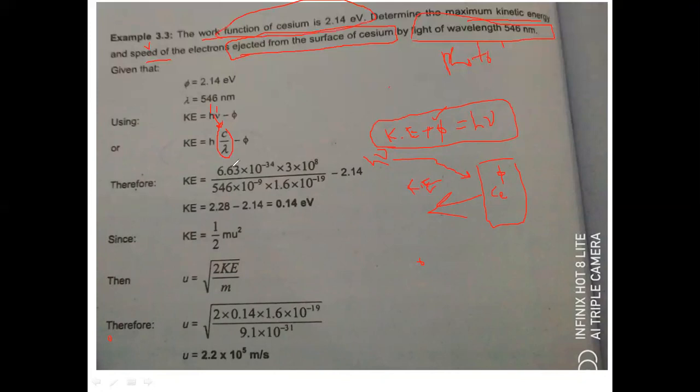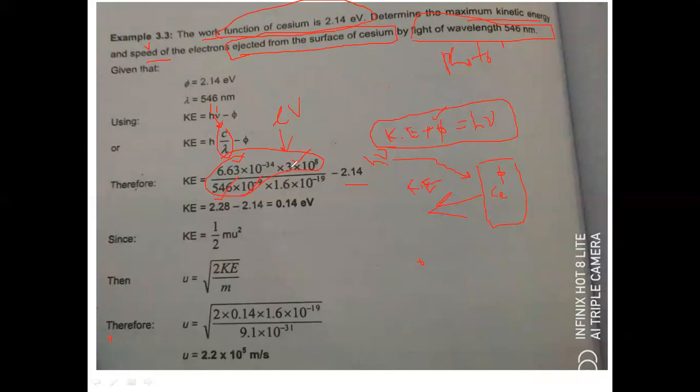This is given. So this is h, this is c, this is lambda, 10 to the power minus 9. This part is in electron volt, but this is not. To get this energy in electron volt, we have to divide by the charge e, so that its value is also in electron volt. That is why we divided this whole thing by the charge of the electron, to convert it into electron volt.